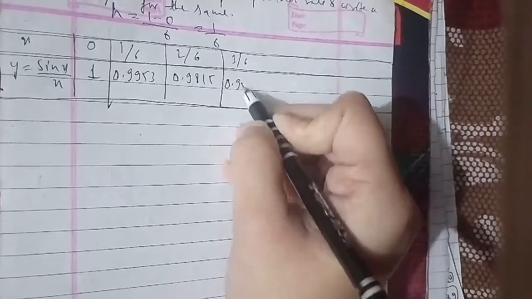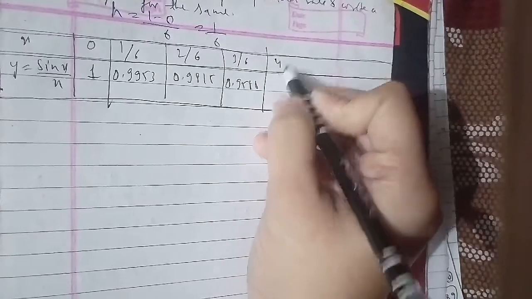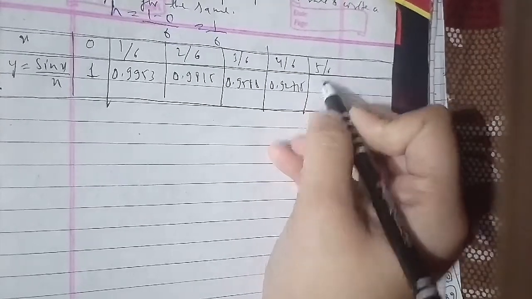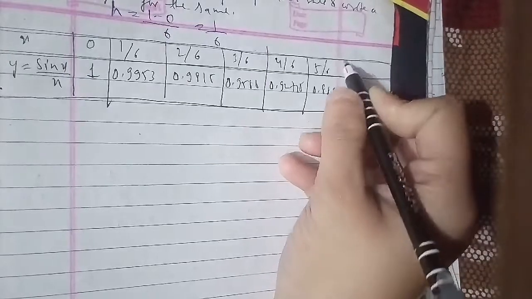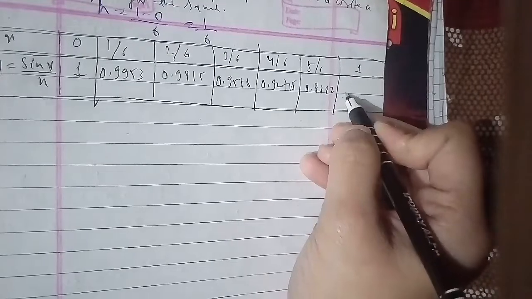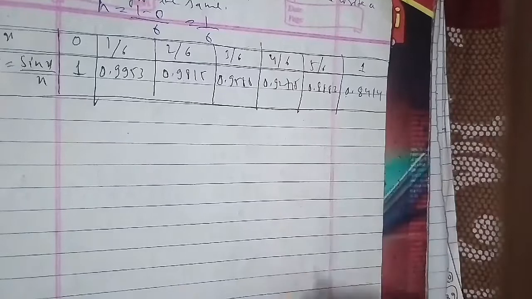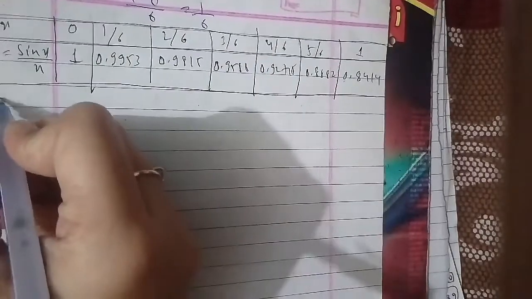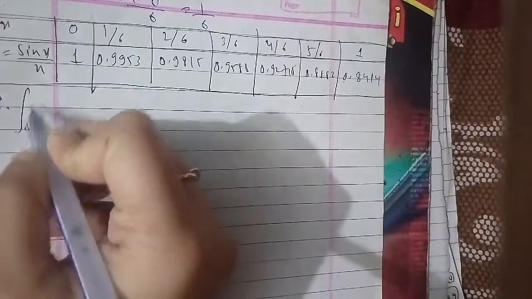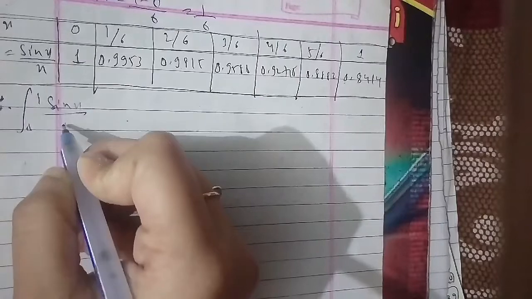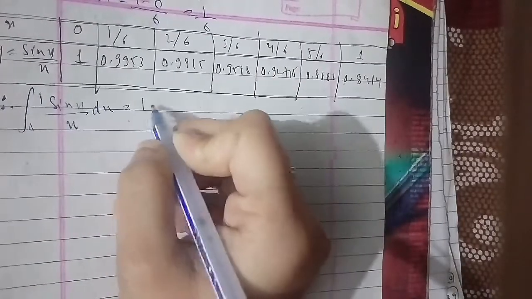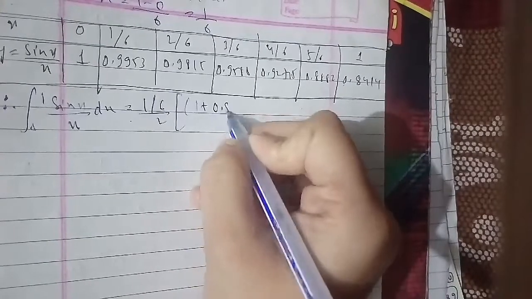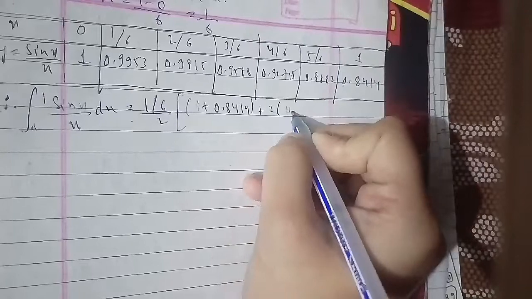So to find it out, the integral from 0 to 1 of sin x upon x dx equals 1 by 6 upon 2 [1 plus 0.8414 plus 2(0.9953 plus 0.9815 plus 0.9588 plus 0.9275 plus 0.8882)]. It will give you the answer 0.94533.